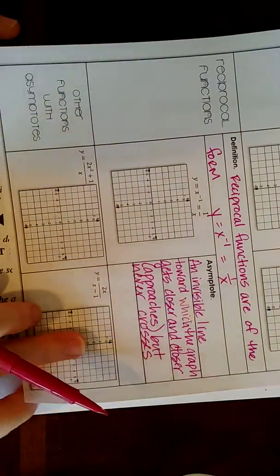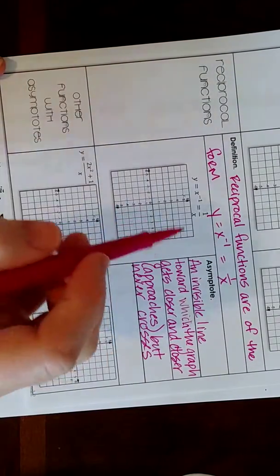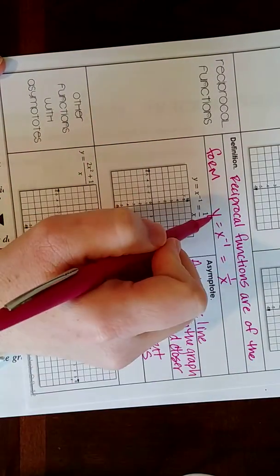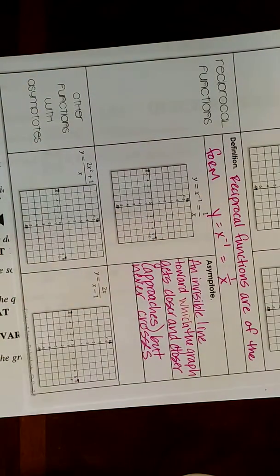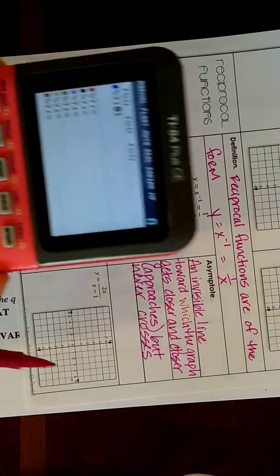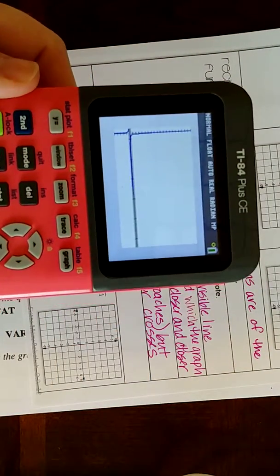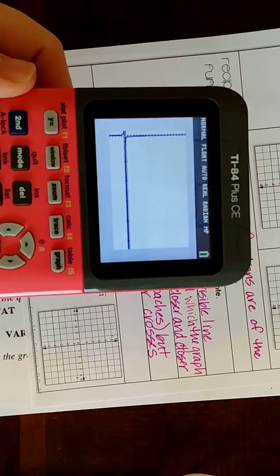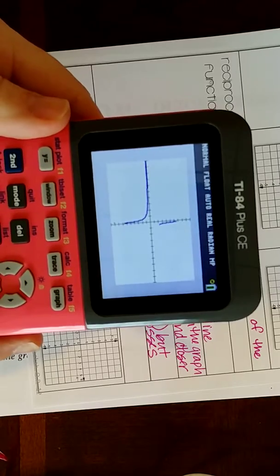A reciprocal function, okay, is a function that can be written in the form y is equal to x to the power of -1. That's another way of saying y is equal to 1 over x. So we're going to graph y is equal to 1 over x. Let's see what this looks like.